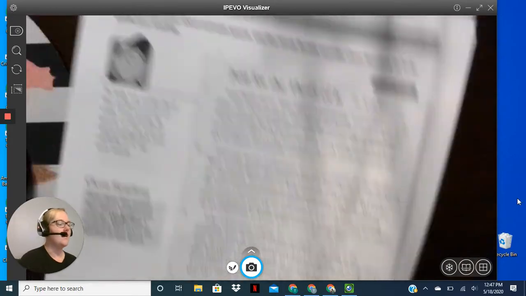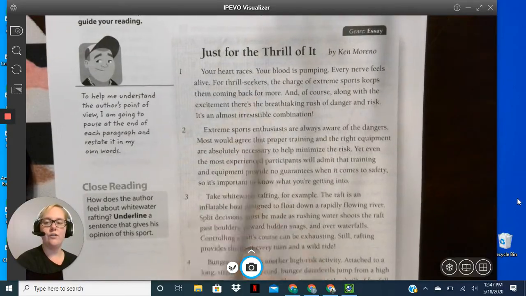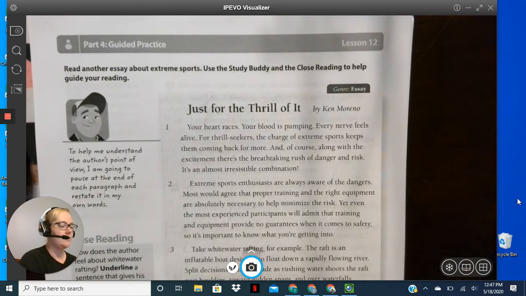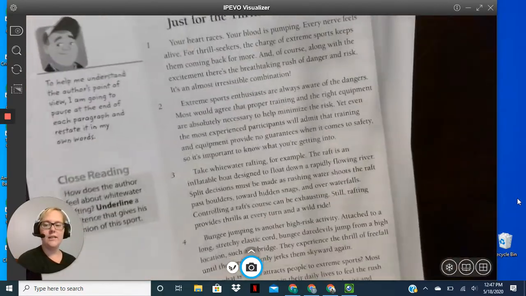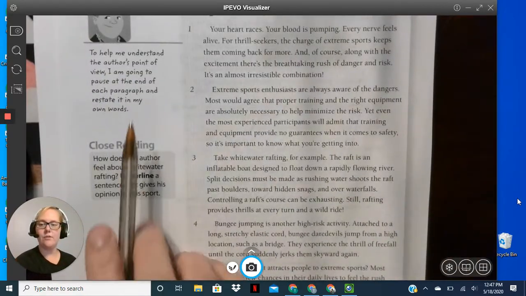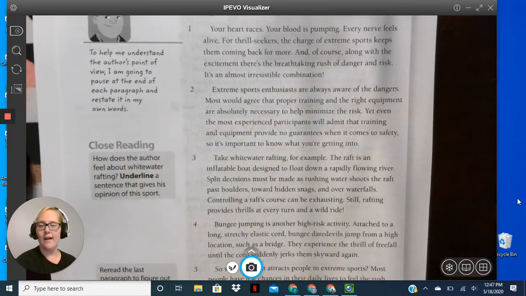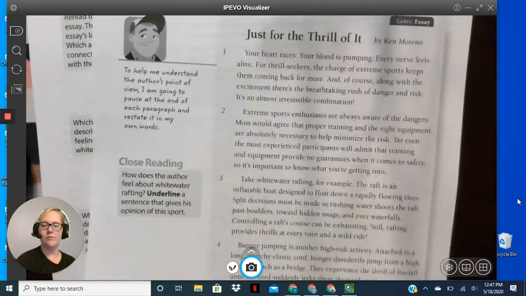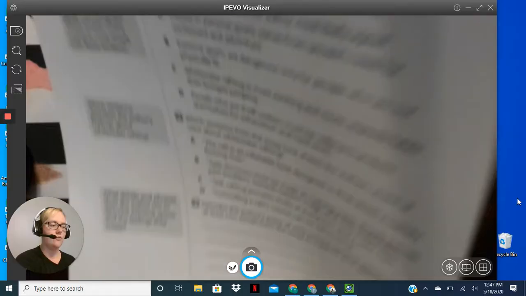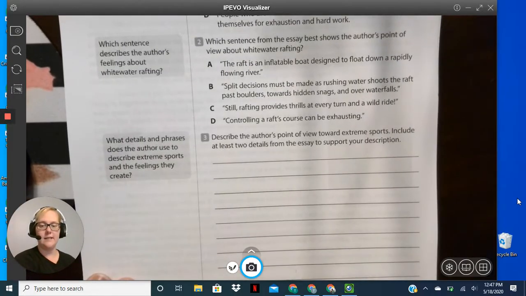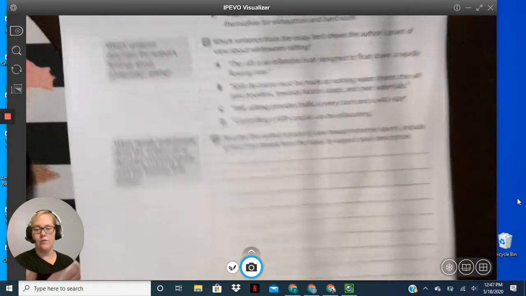Okay, for your assignment today, you're going to fill out the Google form. You're going to read Just for the Thrill of It and also answer the 3 questions. Don't forget, use the close reading on the left to help me understand the author's point of view. I'm going to pause at the end of each paragraph and restate it in my own words. If you do that, it will help you a lot. It's a really good skill to help you. And then you'll answer the 3 questions. Don't forget, number 3 needs complete sentences. Include at least 2 details from the essay to get full credit.